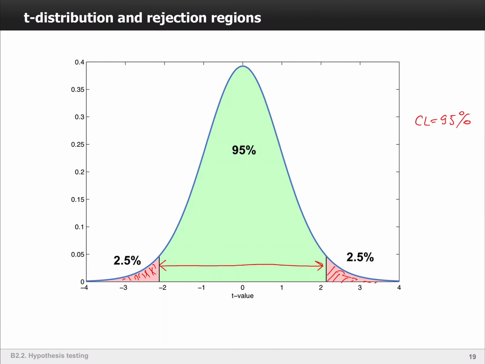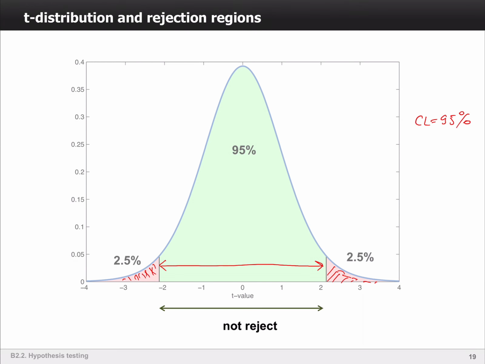Now look, we can show the regions as follows. If the calculated t-value is inside the green region, we can't reject the null hypothesis because it seems like this t-value is quite common. But if it falls in one of the red regions, then we reject the null hypothesis because it seems like the t-value is too extreme. And of course, you can change the confidence level to 99 or even larger, depending on the case.